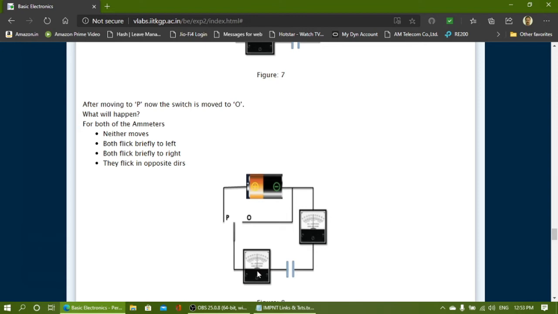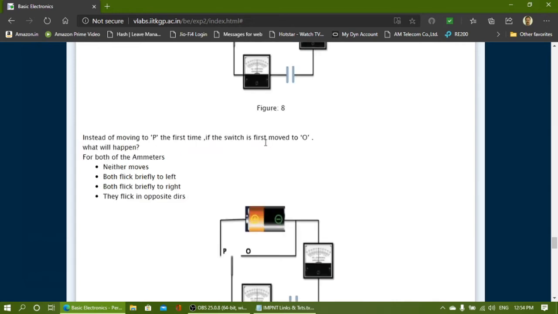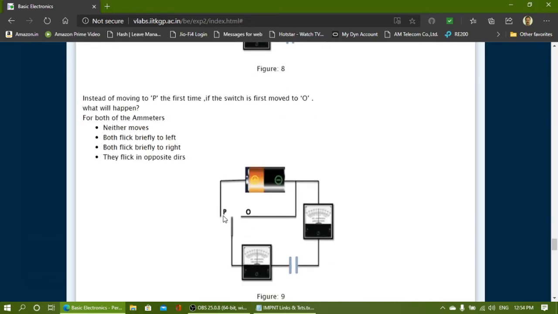Instead of moving to P the first time, if the switch is first moved to 0, that means before charging you are going to discharge it first, what will happen? Neither needle moves, they flick briefly to the left or right or opposite. Now in that case, before charging, if you start to discharge, neither moves. That situation stands.